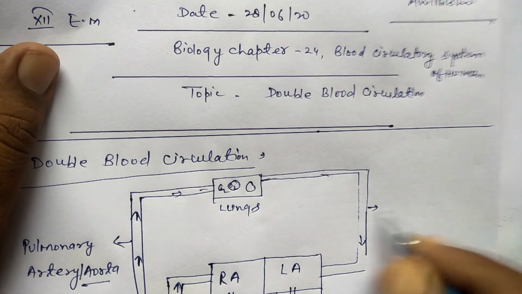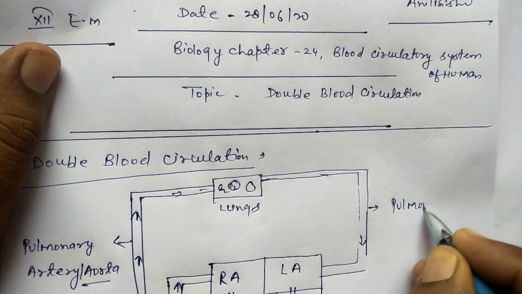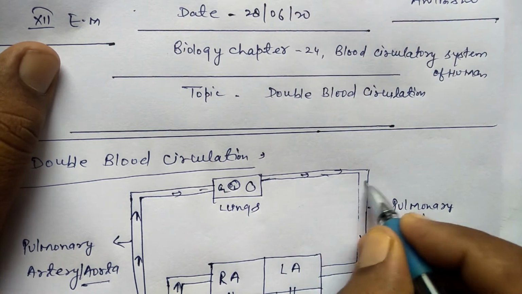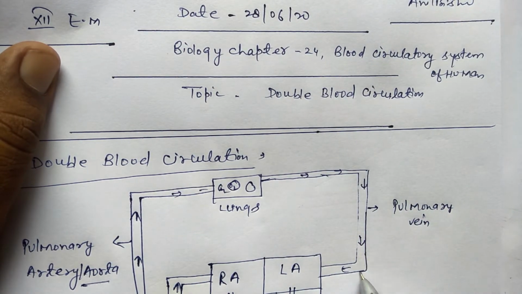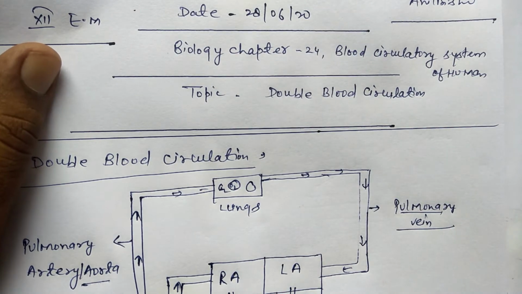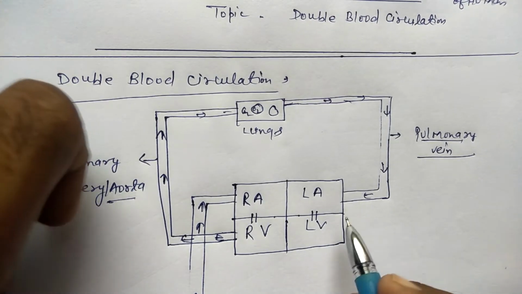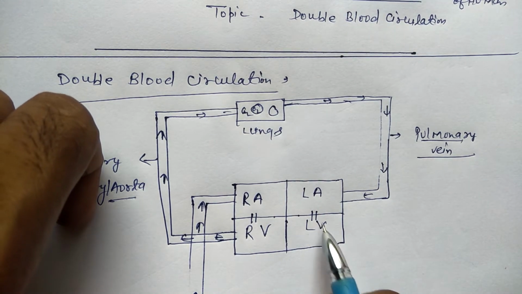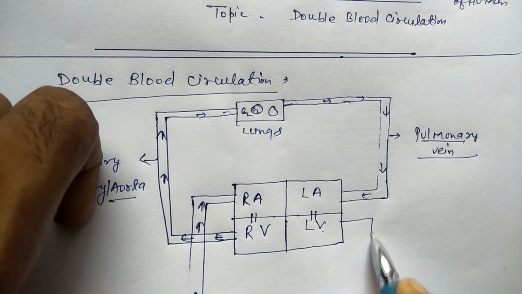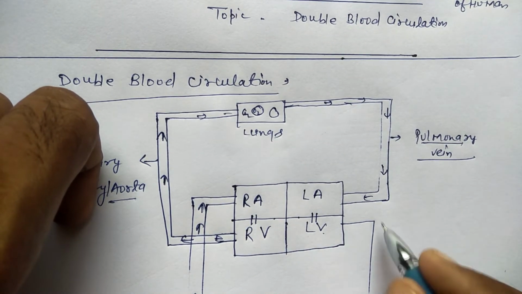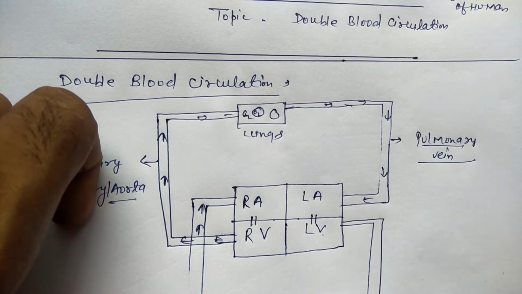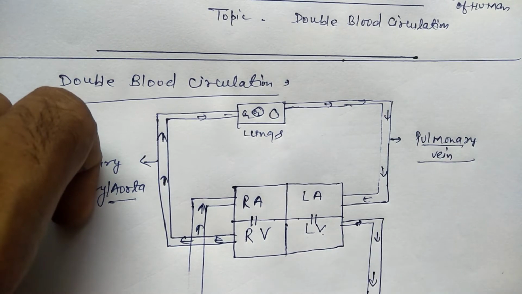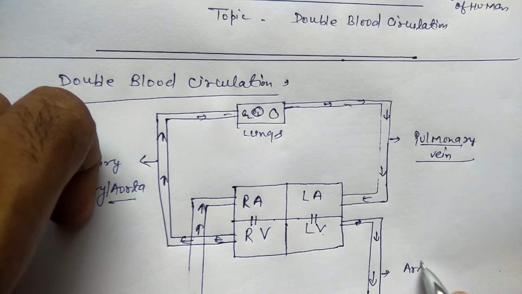Students, this is the pulmonary vein. It is an exception among veins, because mostly veins carry impure blood, but the pulmonary vein carries pure blood, meaning oxygenated blood. This oxygenated blood enters the left ventricle through the bicuspid or mitral valve and reaches the body tissues by artery.